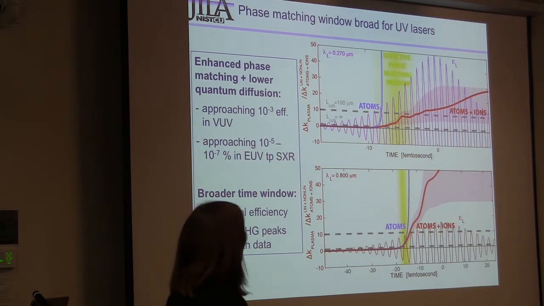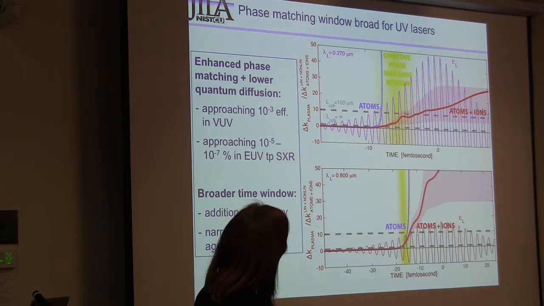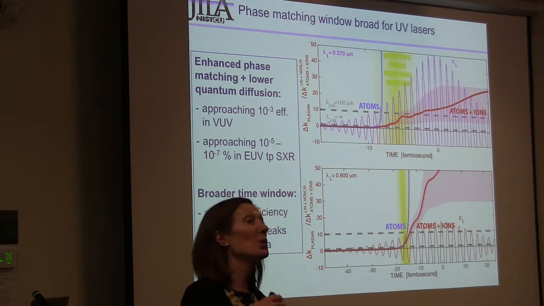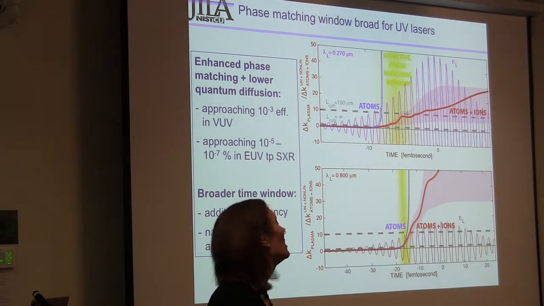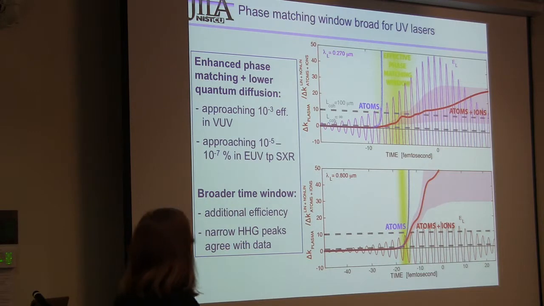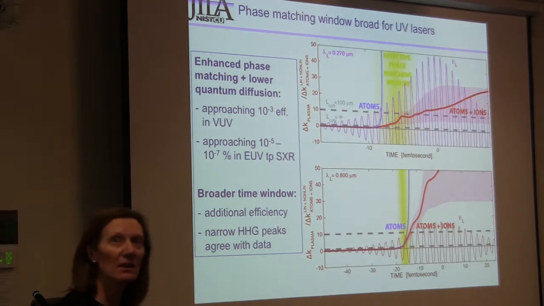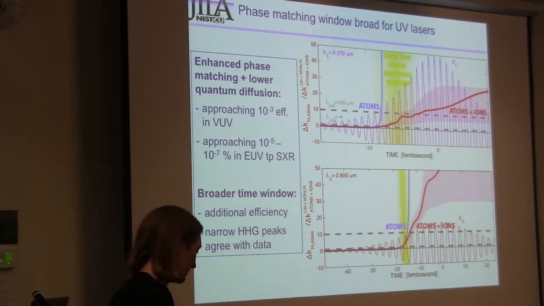You can make it go up to 10 if you want. But for the ultraviolet driving lasers, the phase matching window is much broader. It spans multiple cycles, which we know it must, because you get these very narrow peaks. So it was nice that an analysis could show that.